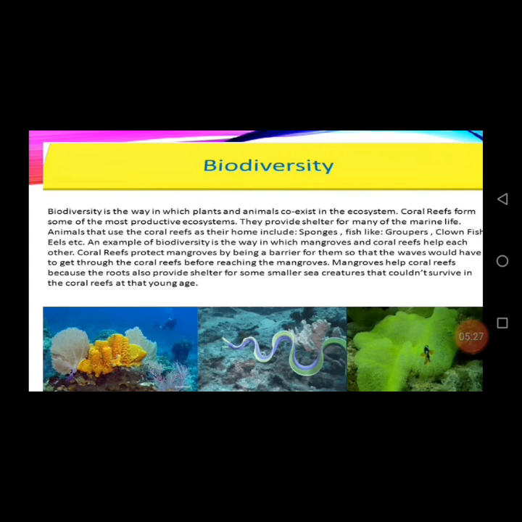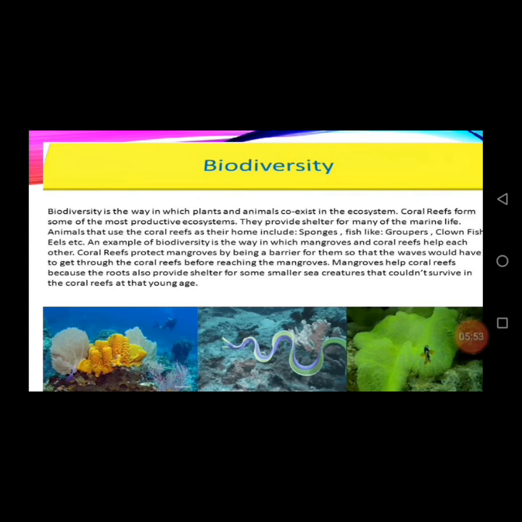Now, coral reefs form some of the most productive ecosystems. They provide shelter for many of the marine life. Animals that use the coral reefs as their home include sponges, fish like groupers, clownfish, eels. Eels are tiny fishes. They have a worm-like structure and so on. An example of biodiversity is the way in which mangroves and coral reefs help each other.